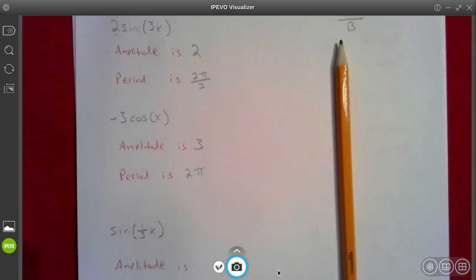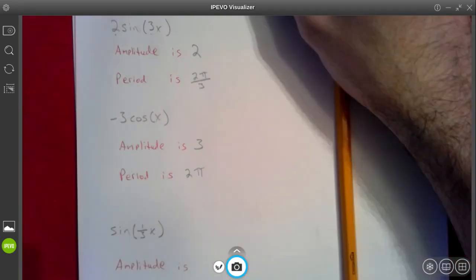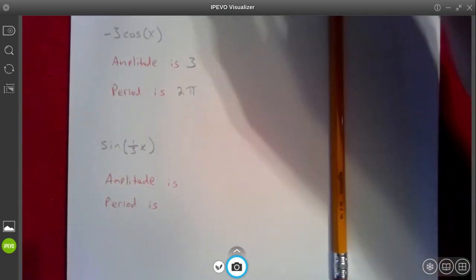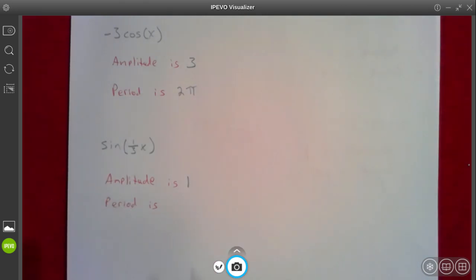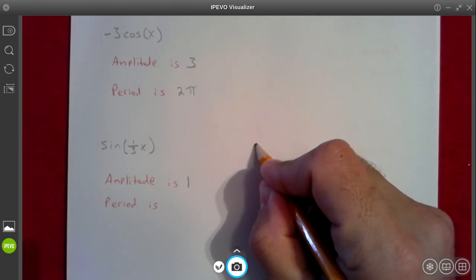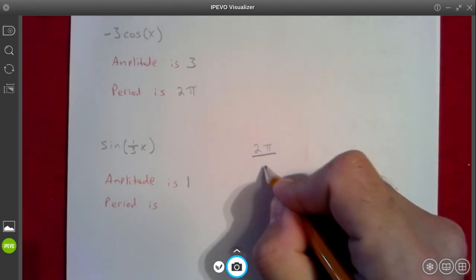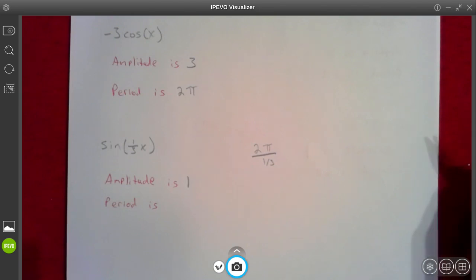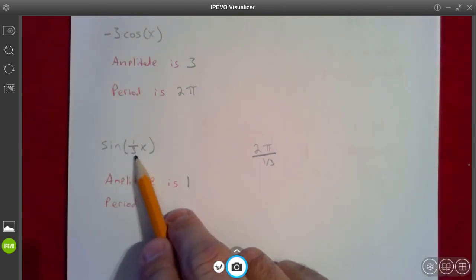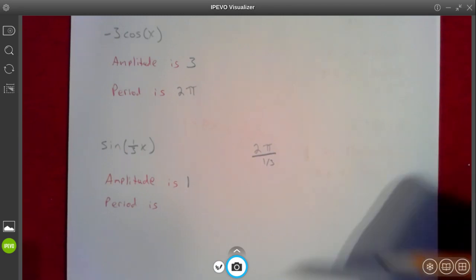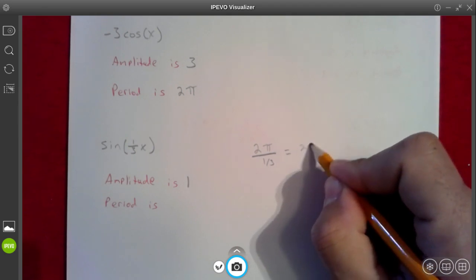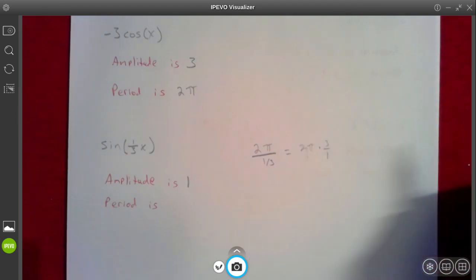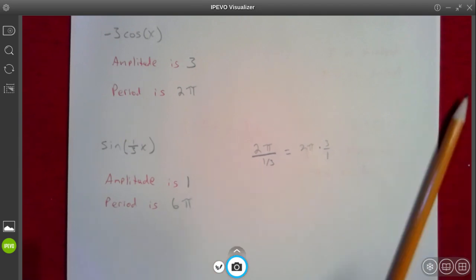And then the last one here, we're going to look at a slow function, sine of 1/3 x. The amplitude is 1. That's my outside number there. To find the period, I would do 2 pi divided by 1/3. This 1/3 is going to slow my function down, so it's going to take longer to complete a period. 2 pi divided by 1/3 is like 2 pi times 3 over 1. So that's 6 pi. That's how long it's going to take for this one to complete a full cycle.